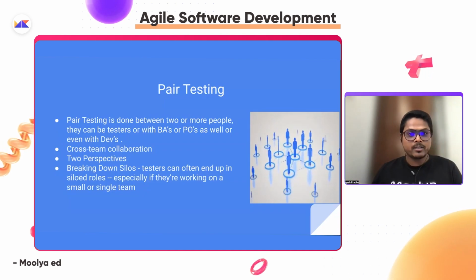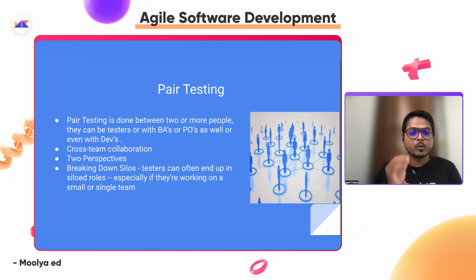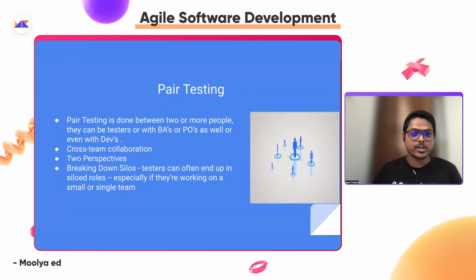If you're not doing it, please try to do it. Start with your tester. It will be really helpful, and it's a wonderful thing that you're going to enjoy. That's a takeaway from it. So can I go ahead to the next one?